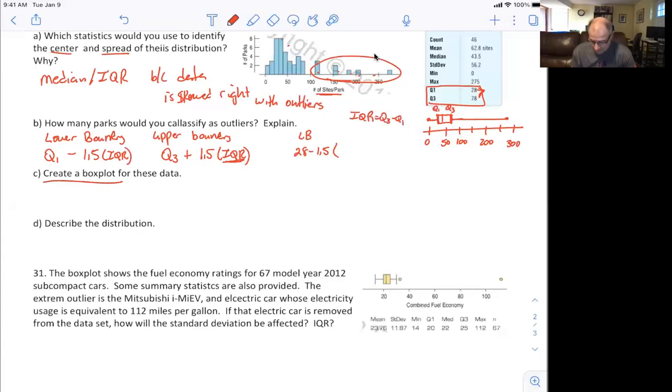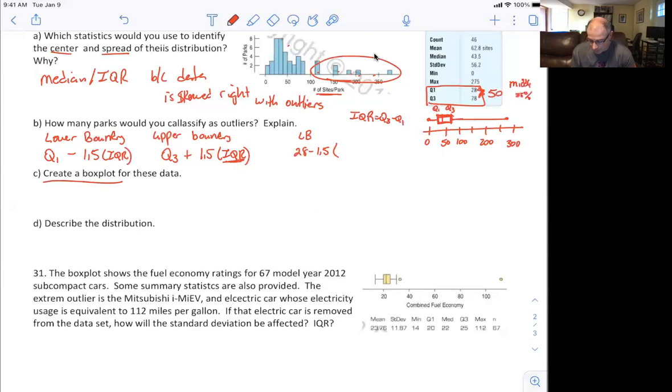Okay, so in here, that's really, really easy. That's going to be 50 because we're going to take 78 minus 28. So that is the length of the box. The length of this box is 50 units. In this case, 50 acres, number of sites. So 50 sites.